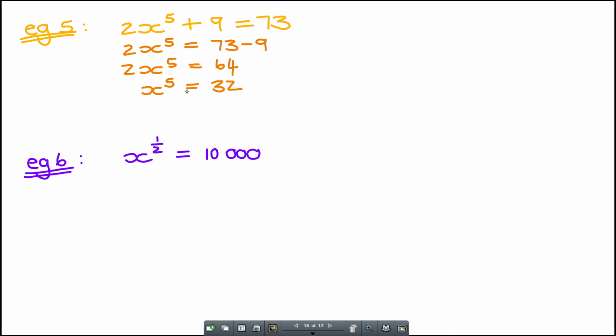Okay, and now I know in this case what my exponent is. How do I get rid of that to the power of 5? Fifth root. So x will be fifth root of 32. And that gives me how much? 2. So you said 32, that's also fine.